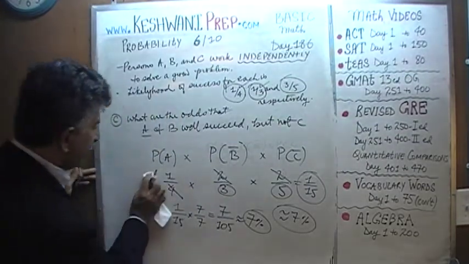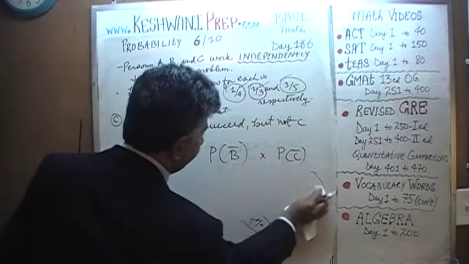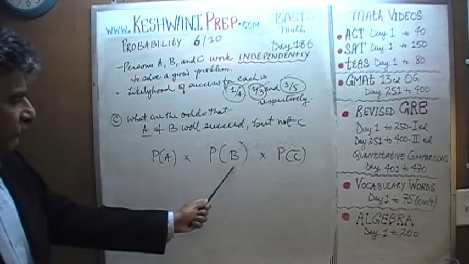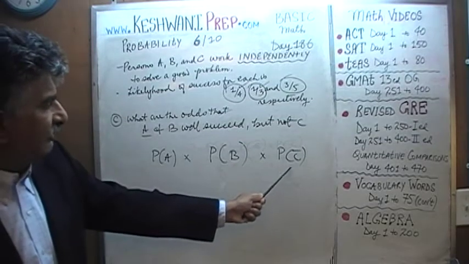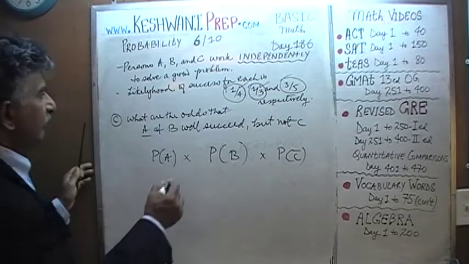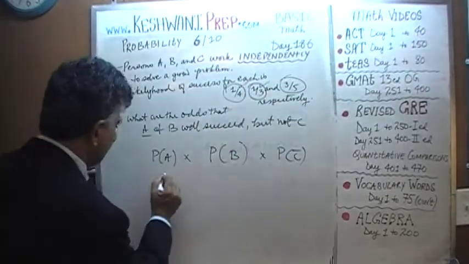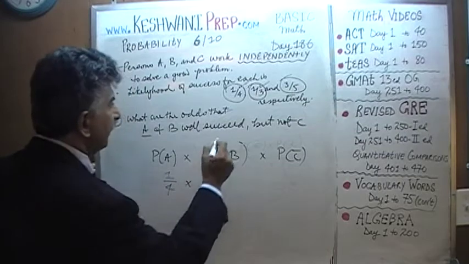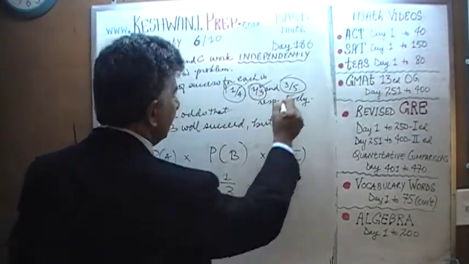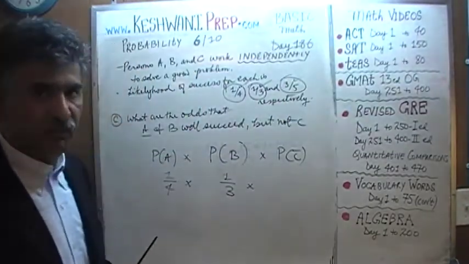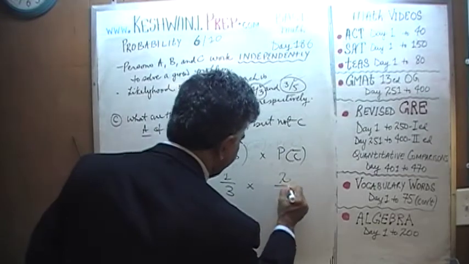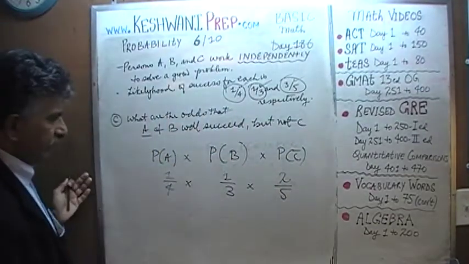So the chances that A will succeed and the chances that B will succeed. There you go. Chances that A will succeed and B will succeed, but C will not succeed, is right here. A and B will succeed but not C. Chances that A will succeed is 1/4. Chances that B will succeed is 1/3. And the chances that C will succeed is 3/5, therefore the odds that C will not succeed is 2/5. Let's see what we get. That's all we can do here.